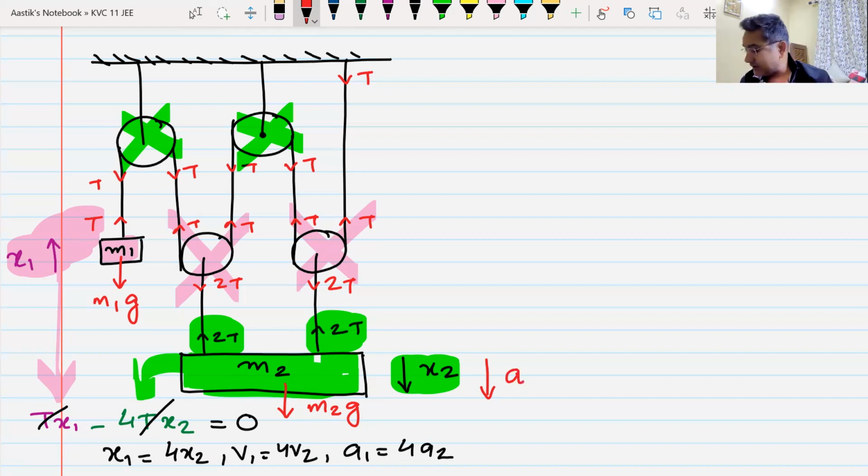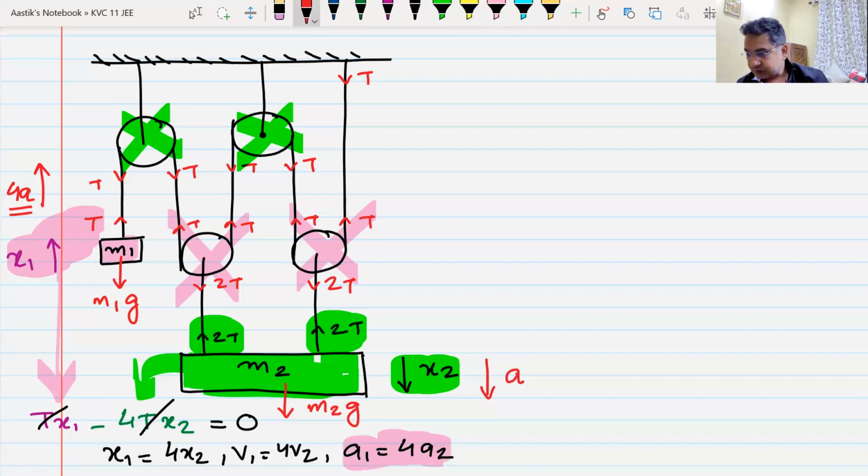Then we know the constraint relation, that the acceleration of body 1 will be 4 times of body 2. So if the acceleration of body number 2 is a, what will be the acceleration of body number 1? Again, it has to move upwards. It will be 4 times a. Yes or no?